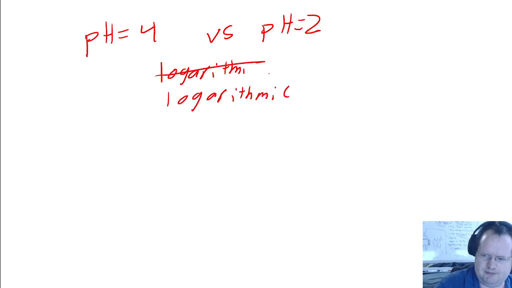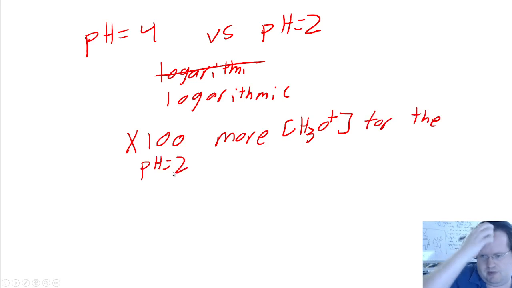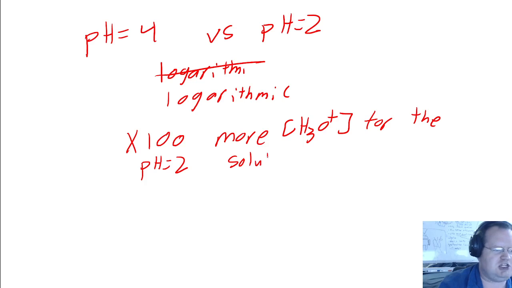Now, if it's a logarithmic scale, that means that every single point different is a jump of 10. So when comparing a pH 2 to a pH 4 solution, there's a difference of times 100 more H3O+ for the pH 2 solution. So that's important to remember: changing a single pH unit is a jump of 10. If you went down to pH 1, that would be 10 times more concentrated. pH 0, 10 times again. And then pH -1 would be 10 times beyond that.